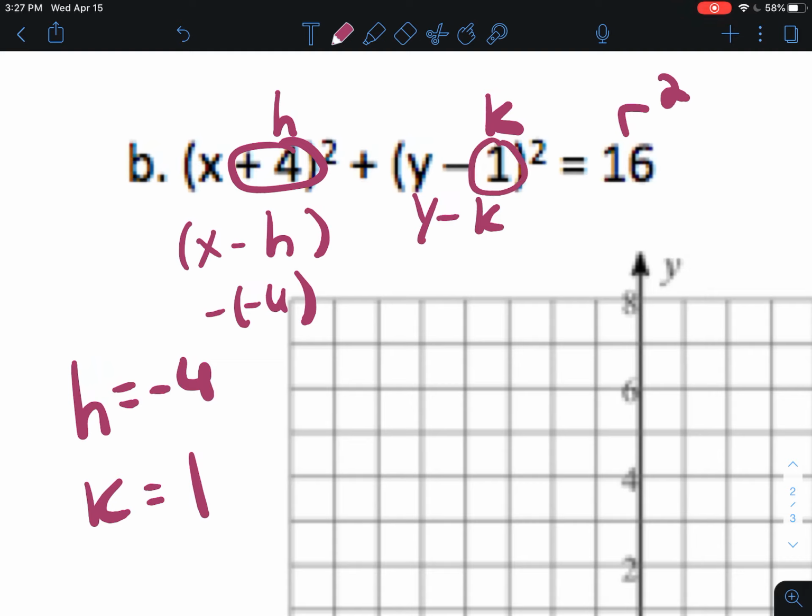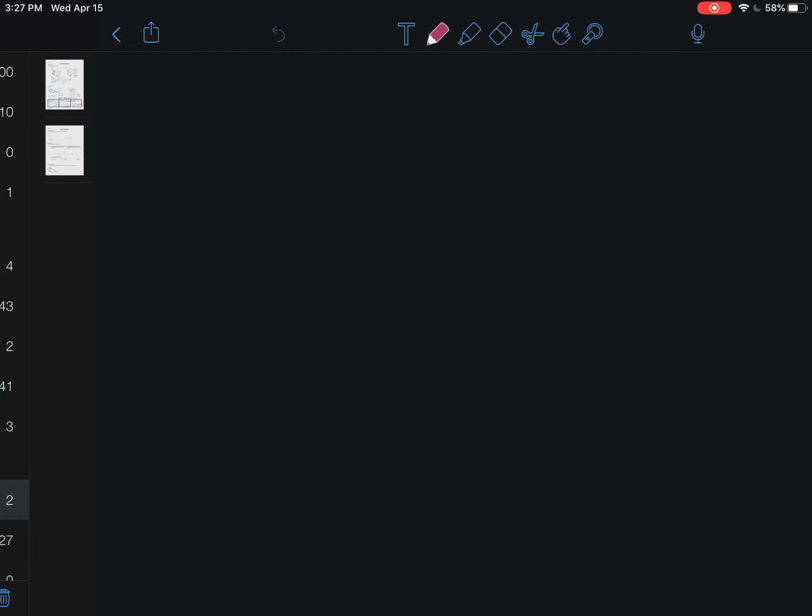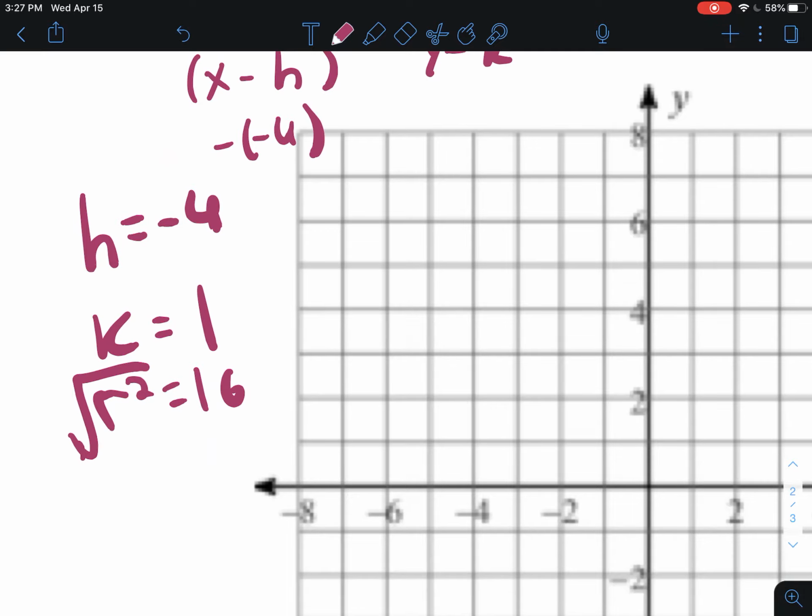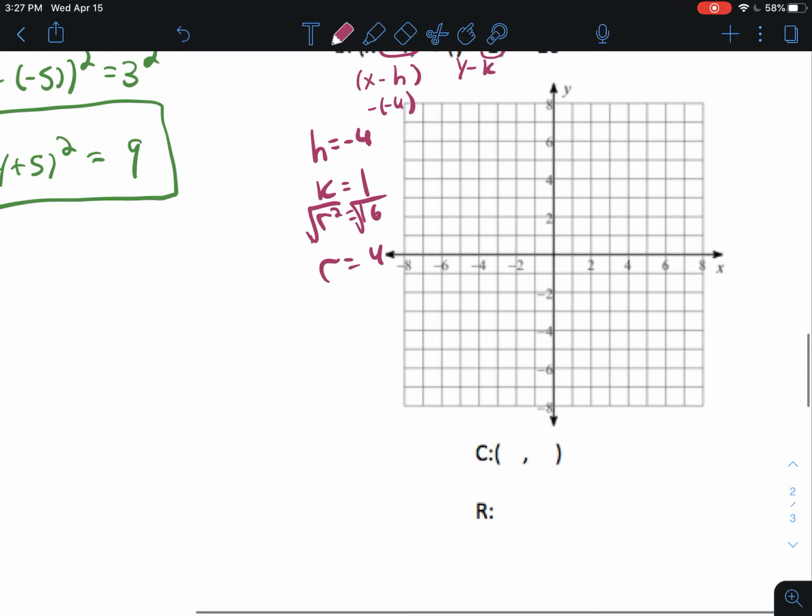So k is 1, and then to find r is just r squared we know is 16. So then if we square root that 16, we get r is equal to 4. So now we can fill all that in, right? So it's h negative 4 comma k, which is 1. The radius is 4. And then to graph this, guys, all you have to do is plot negative 4, positive 1.